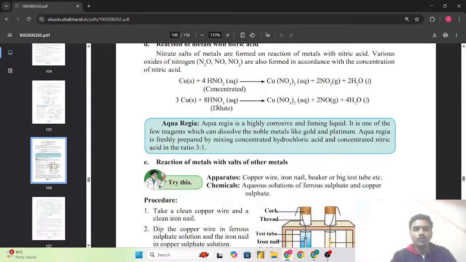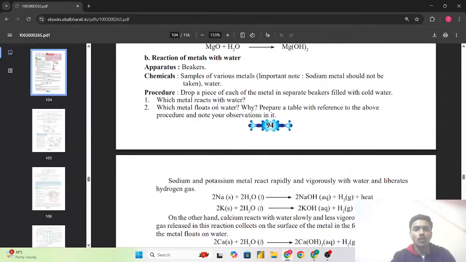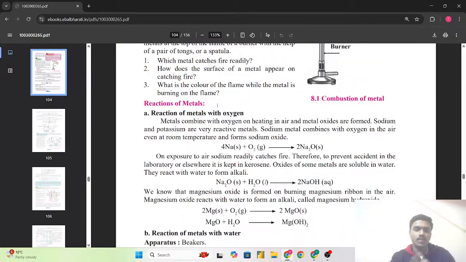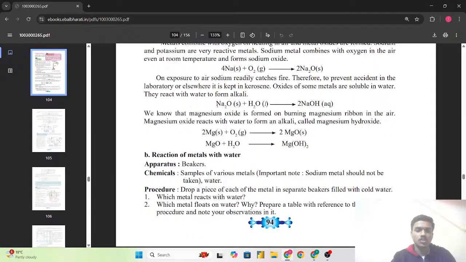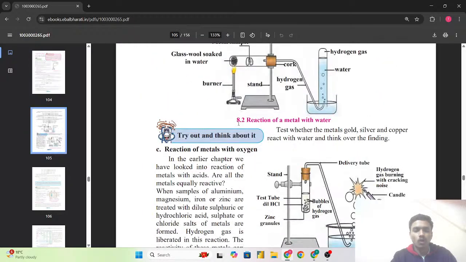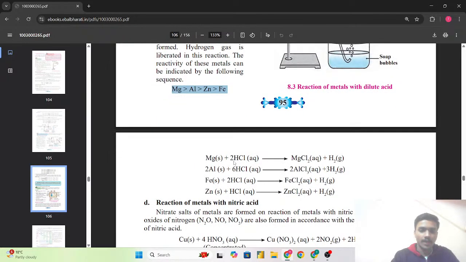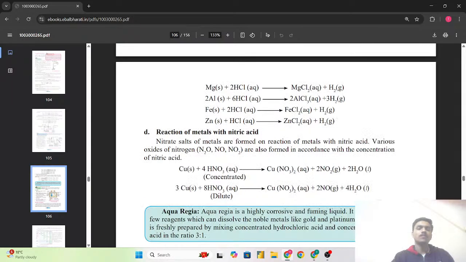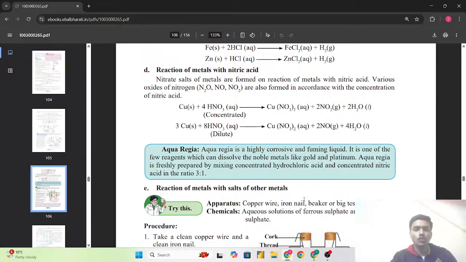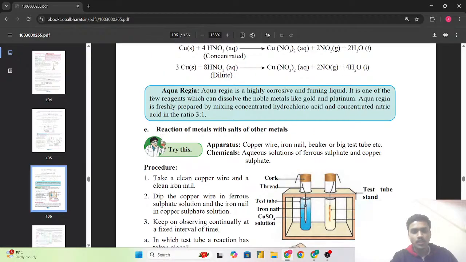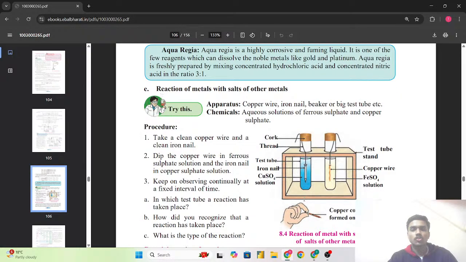Up to now, we have seen the different reactions of the metals: reaction of metal with oxygen, reaction of metal with water. We have seen the reactivity order, that magnesium is greater than aluminum, greater than zinc, greater than iron. And also we have seen the various different reactions which take place. Then we have seen the reaction of the metals with nitric acid, concentrated and dilute. Then we have seen aqua regia, and the reaction of the metals with the salts of other metals. Also, we have seen this activity.